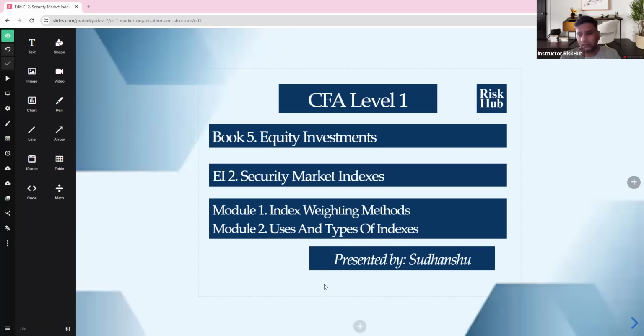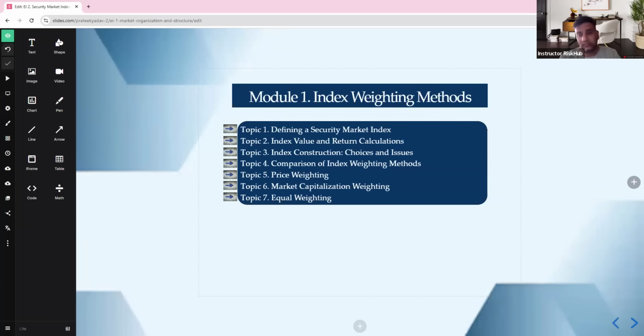So that's what we'll try to do, and that's the whole chapter in two modules. Let's get started, guys. Let's dig deeper. First, module number 1, which is index weighing methods. We'll try to cover the topic defining a security market index, what exactly is an index, your basic definition. Then index value and return calculation, how index value and returns are calculated, what is the math behind it. Then index construction, choices and issues, how indexes are constructed, design decisions.